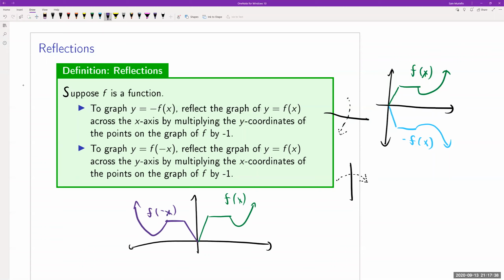Again, we have this consistent idea. If I make the change directly to x, then that will represent a horizontal change, in this case, a horizontal reflection. Alternatively, if I make the change to the entire function, that will represent a vertical change, in this case, a vertical reflection.